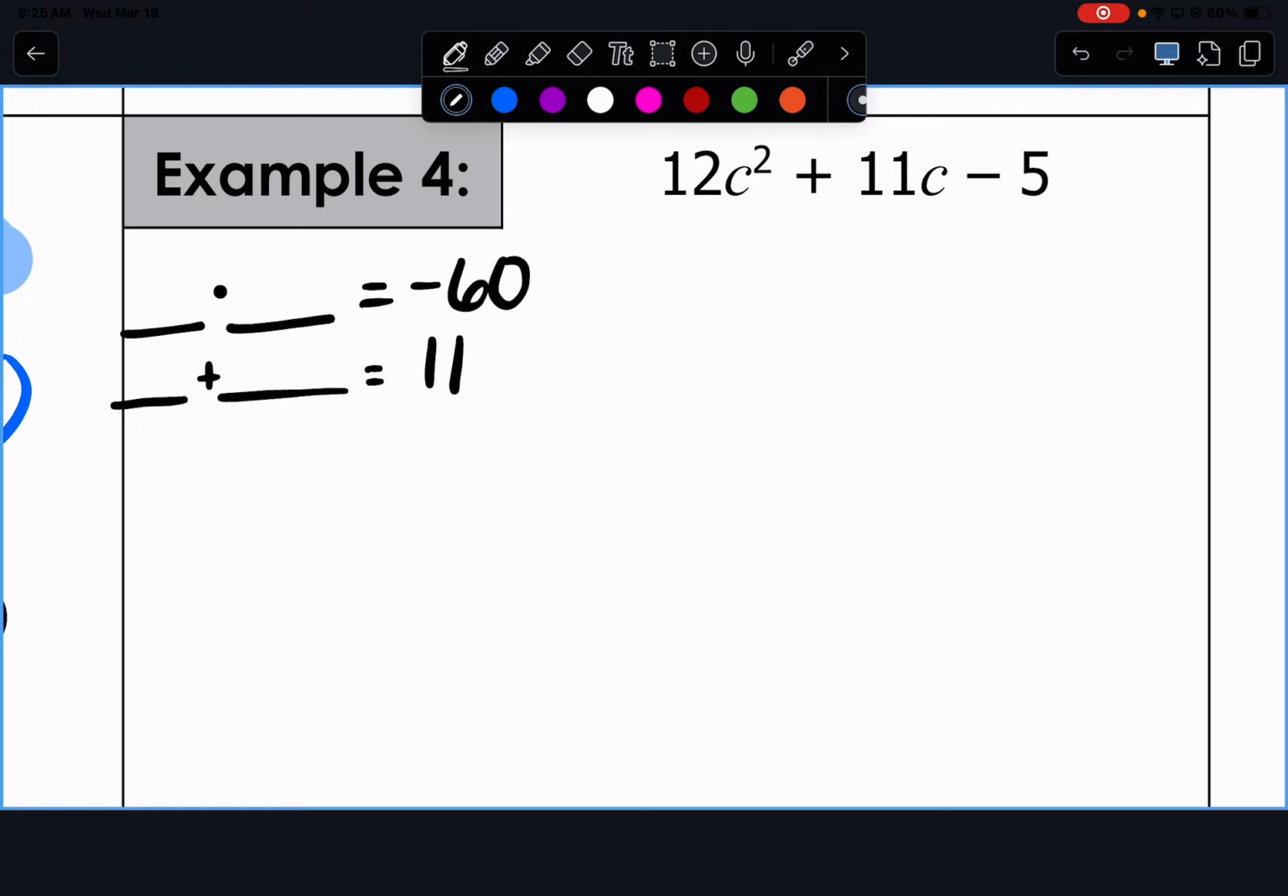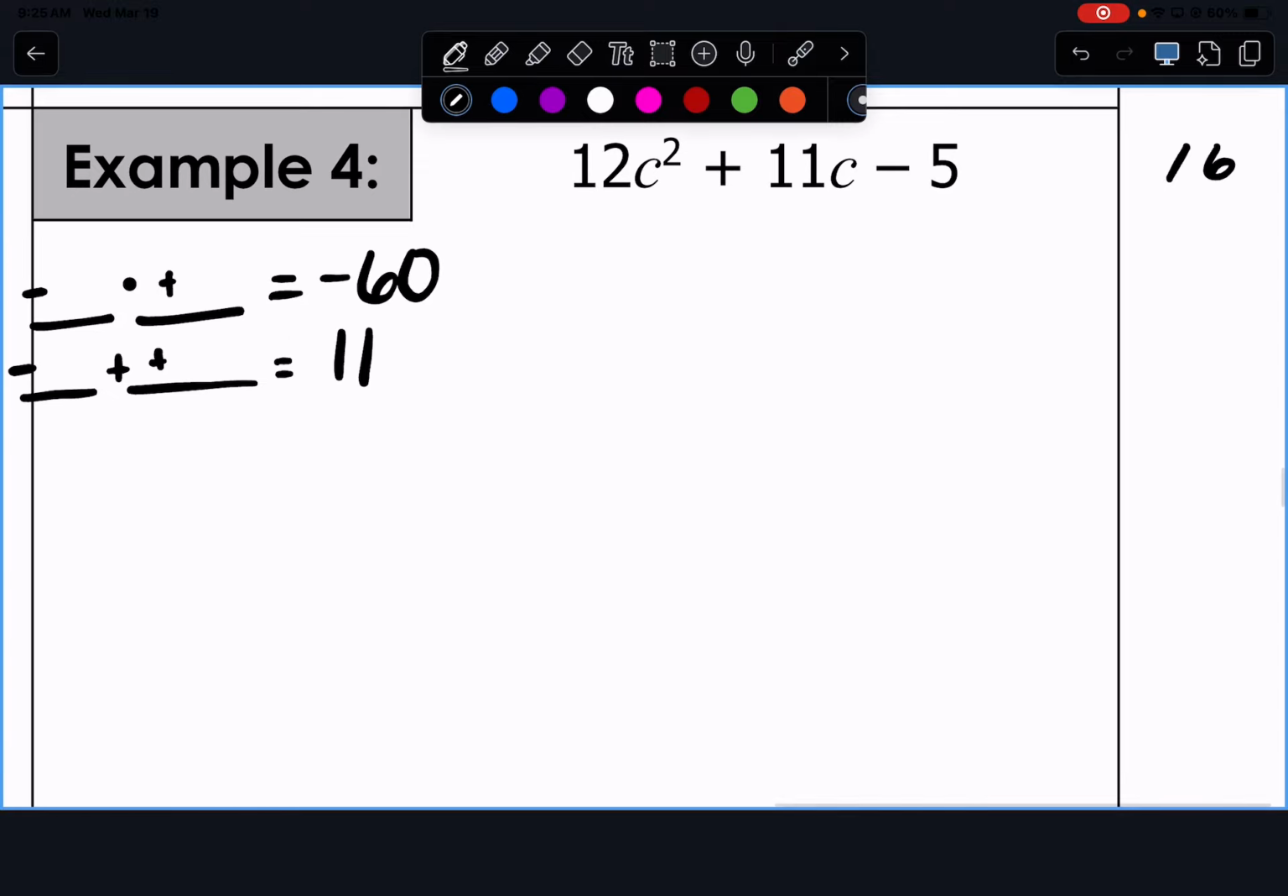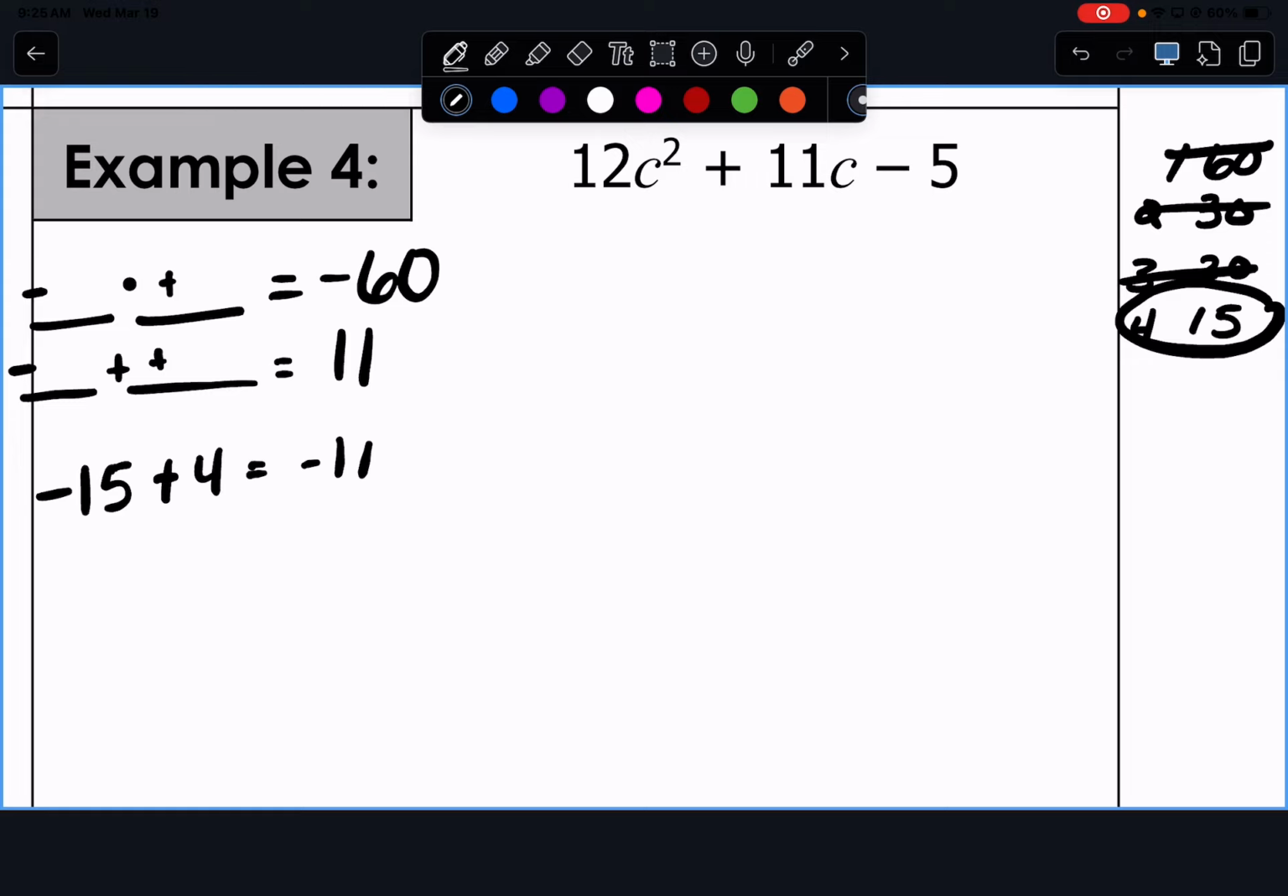To multiply and get a negative, what signs do I need? Negative and a positive. So factors of 60 are 1 and 60. Can we get 1 and 60 to get to 11? 2 and 30. 3 and 20. 4 and 15. Okay, which one do I need to be positive and which one needs to be negative? So negative 15, positive 4, that would give us negative 11. So what do I actually need?